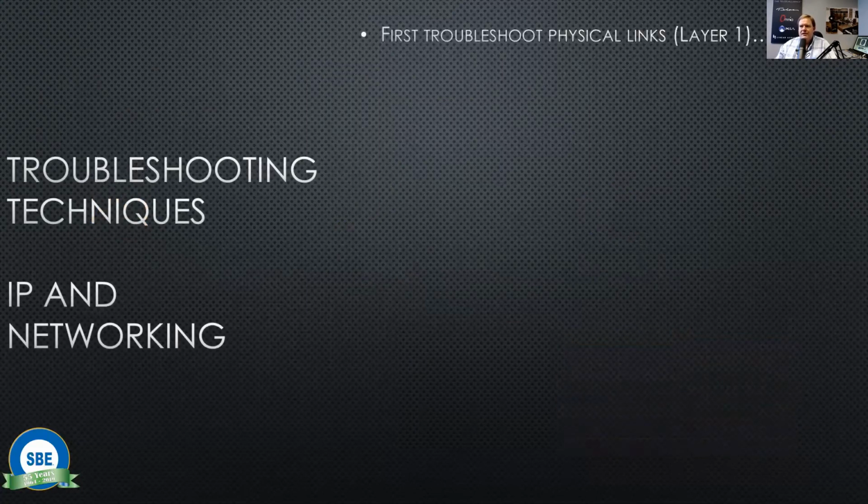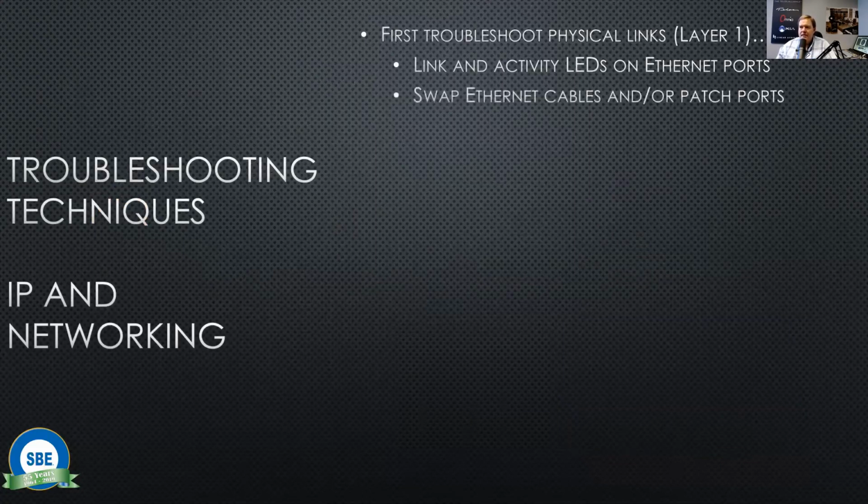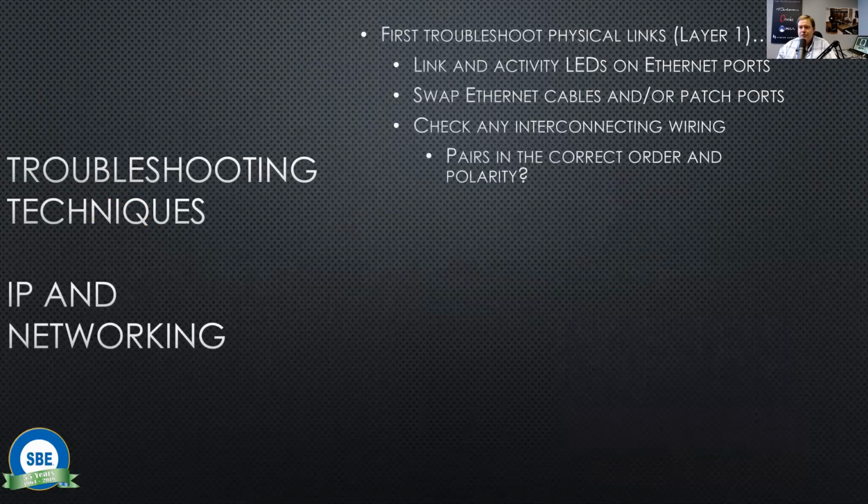So the first thing we want to do is troubleshoot those physical links, your layer 1 links. Look for link and activity LEDs on the Ethernet ports. Swap Ethernet cables and/or patch ports. Check any interconnecting wiring. Are the pairs in the correct order and polarity?